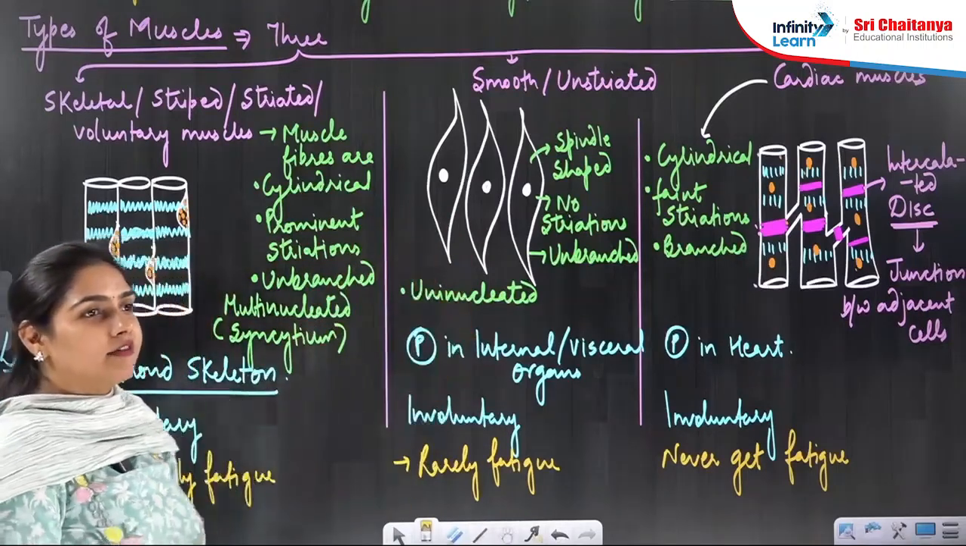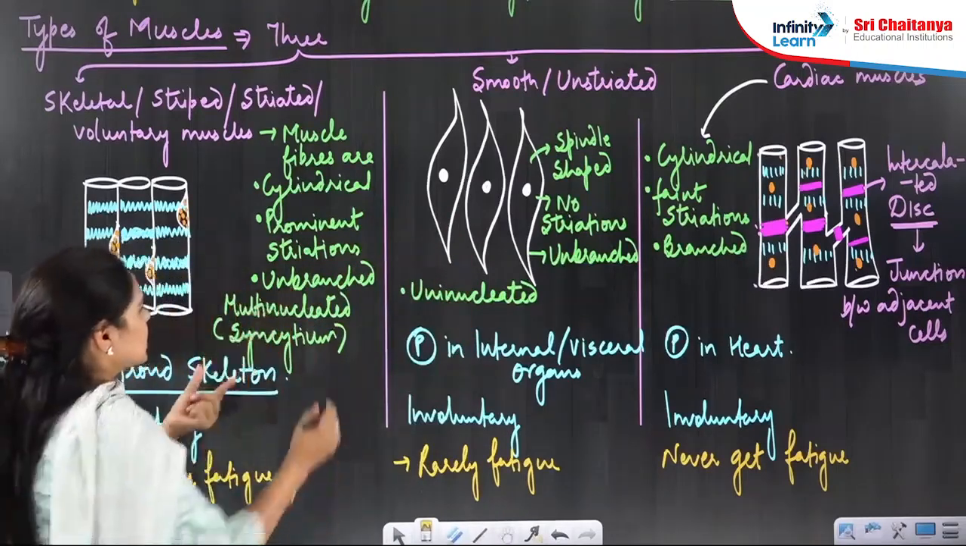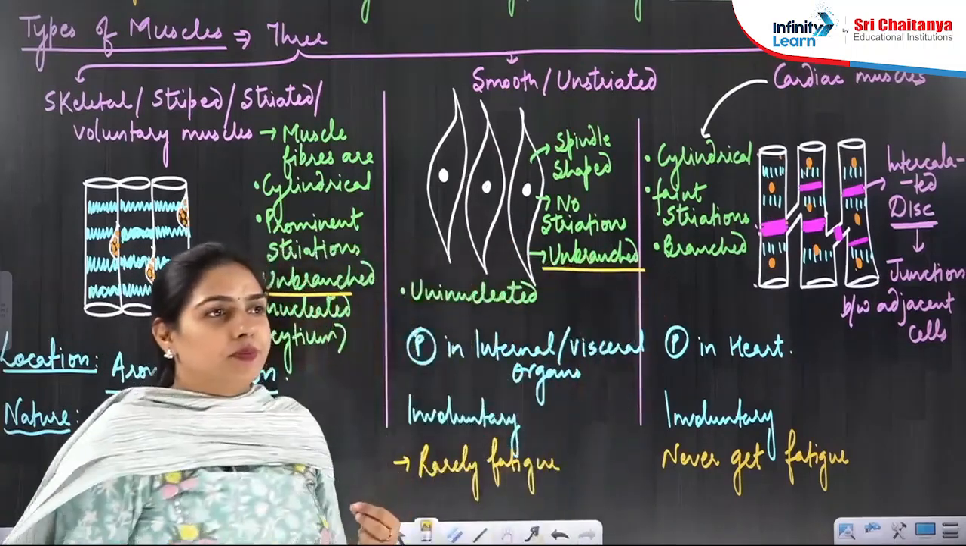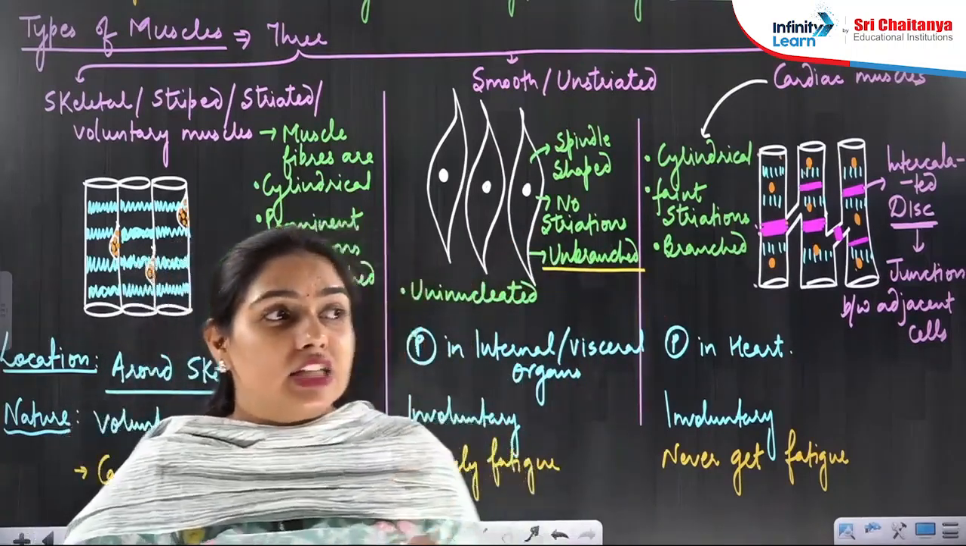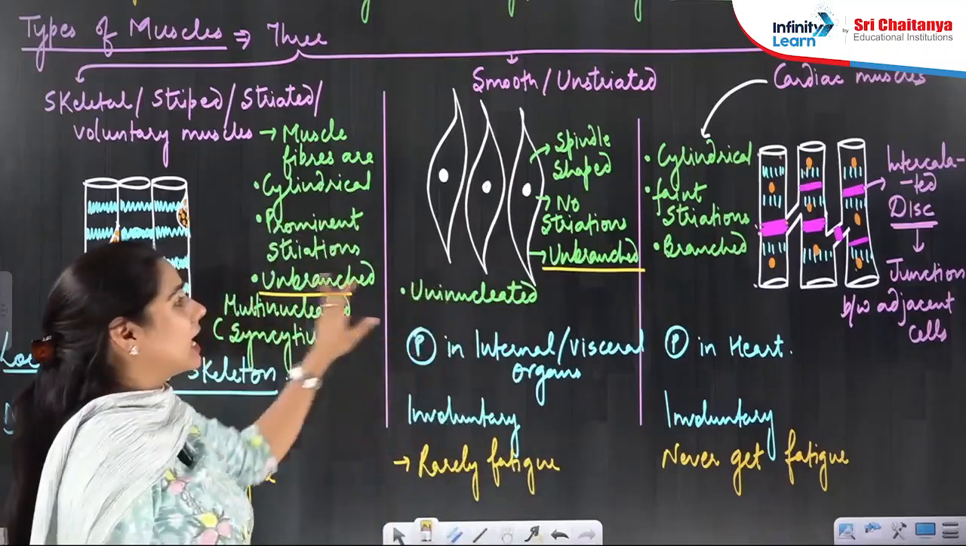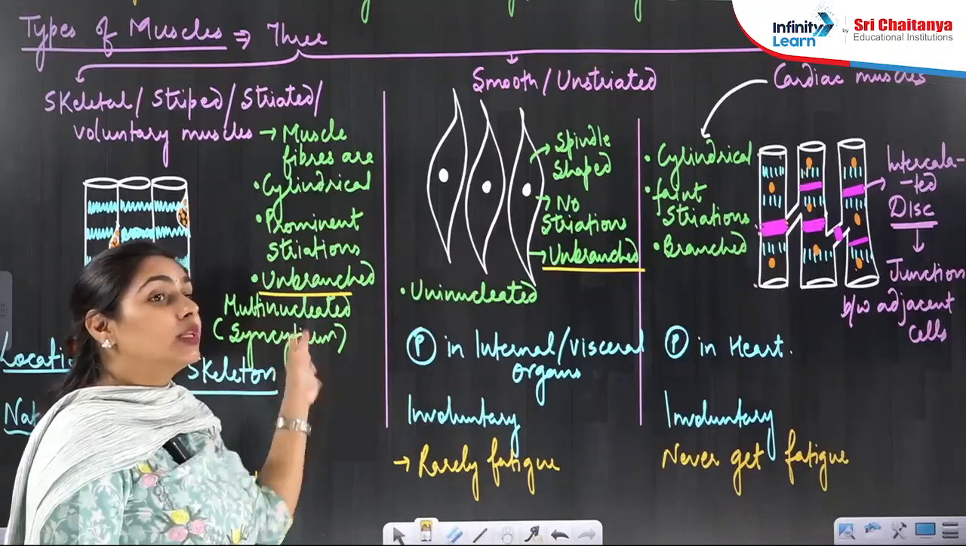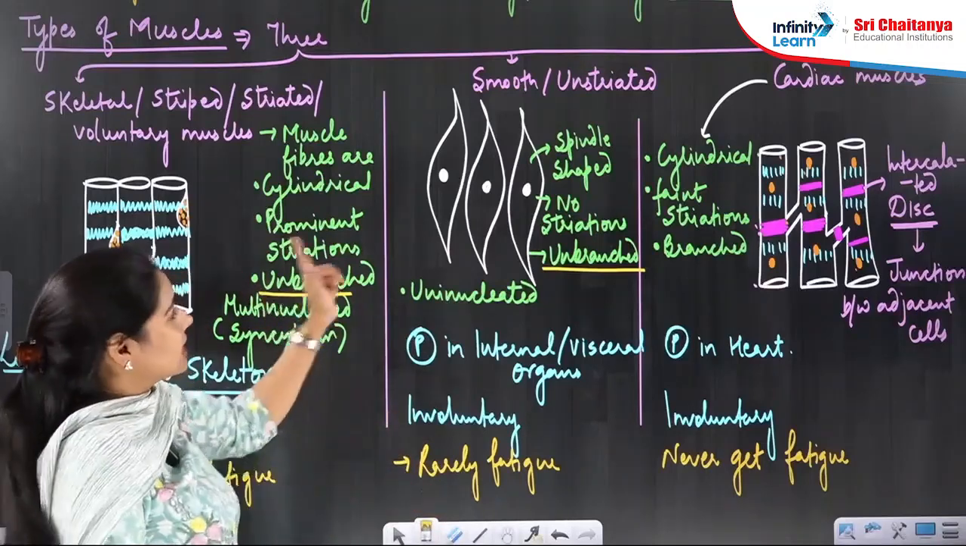Unbranched. Very good, Madhavi. Skeletal is unbranched, and smooth is also unbranched. That is the similarity. Differences are so many, but sometimes they will ask you the similarity. So this is the similarity.